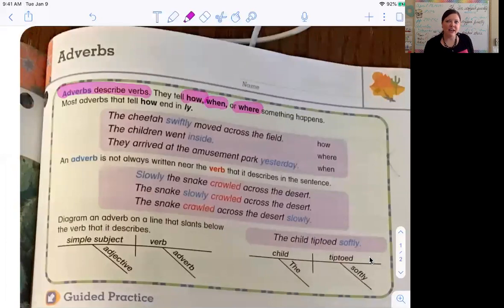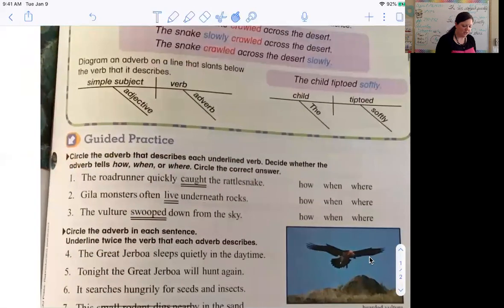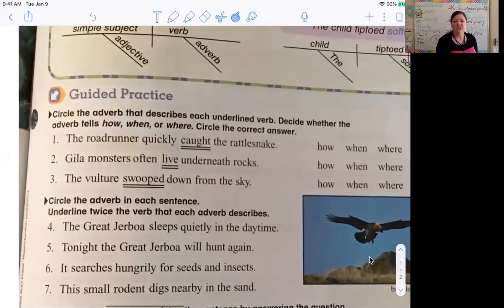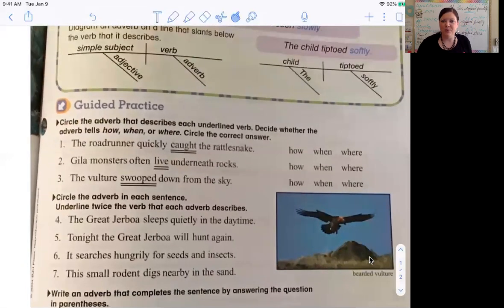And then I'd like for you to also mark the ly there because oftentimes an adverb will end with an ly. Not all the time, but often, okay? Let's go down to the guided practice and let's do that together. Our instructions tell us to circle the adverb that describes each underlined verb. Decide whether the adverb tells how, when, or where. Circle the correct answer. Let's look at number 1 together.